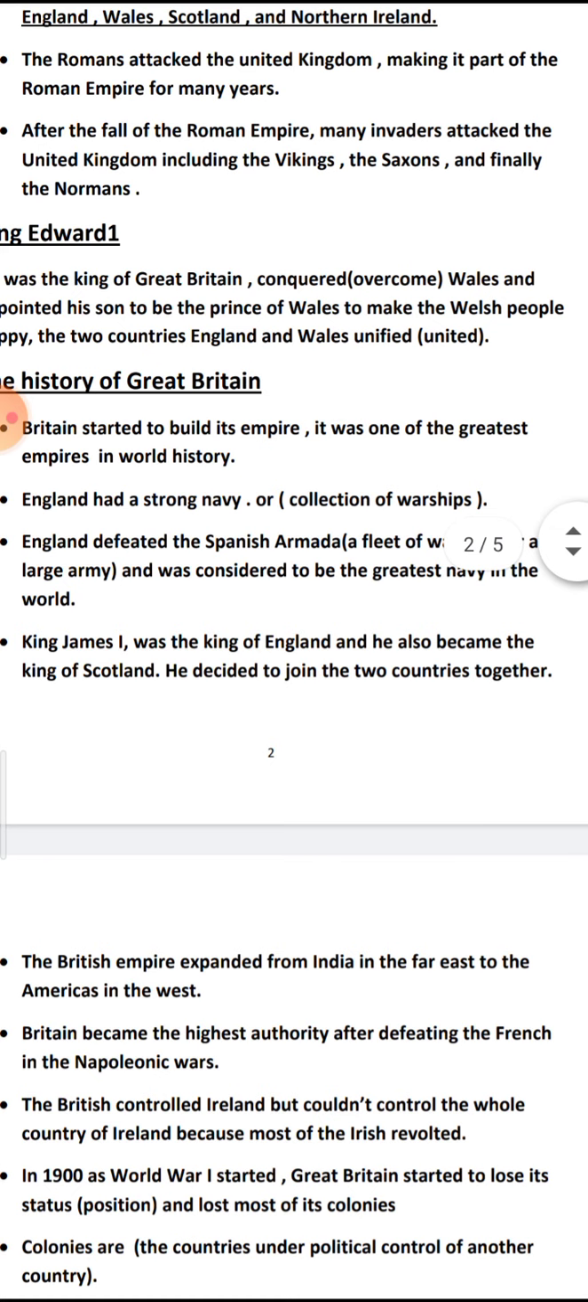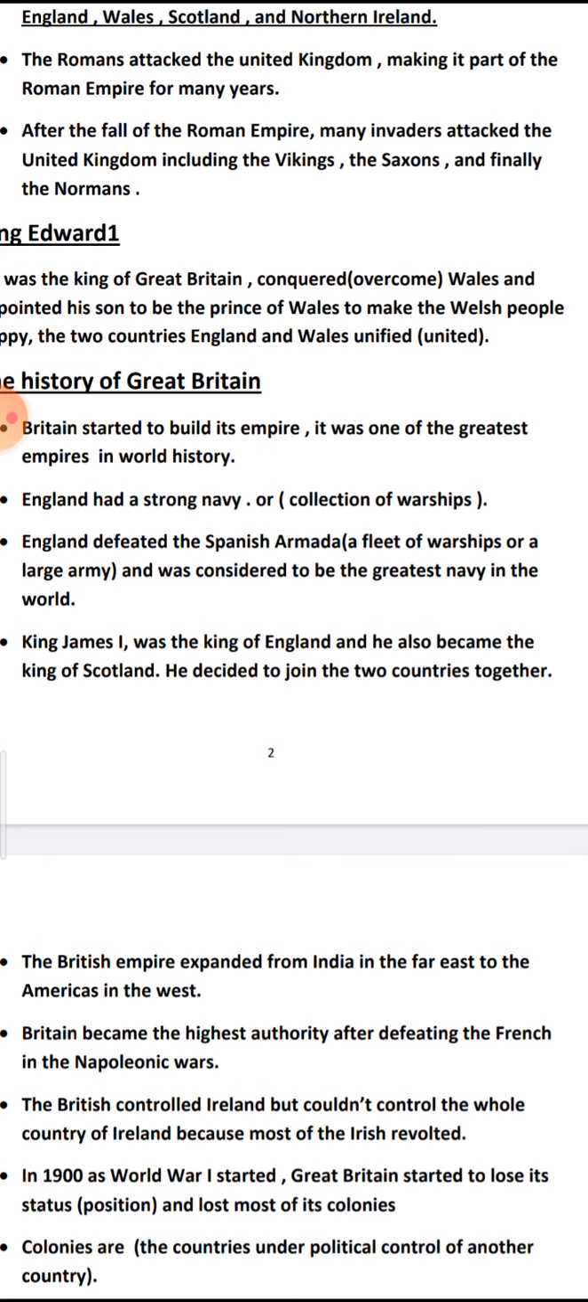After the fall of the Roman Empire, what happened? After the fall of the Roman Empire, many invaders attacked the United Kingdom. Many invaders, people or soldiers who took other countries by force or who entered other countries by using force. So invaders are people who attacked other countries by force. Invaders attacked the United Kingdom, including the Vikings, Saxons, and finally Normans.